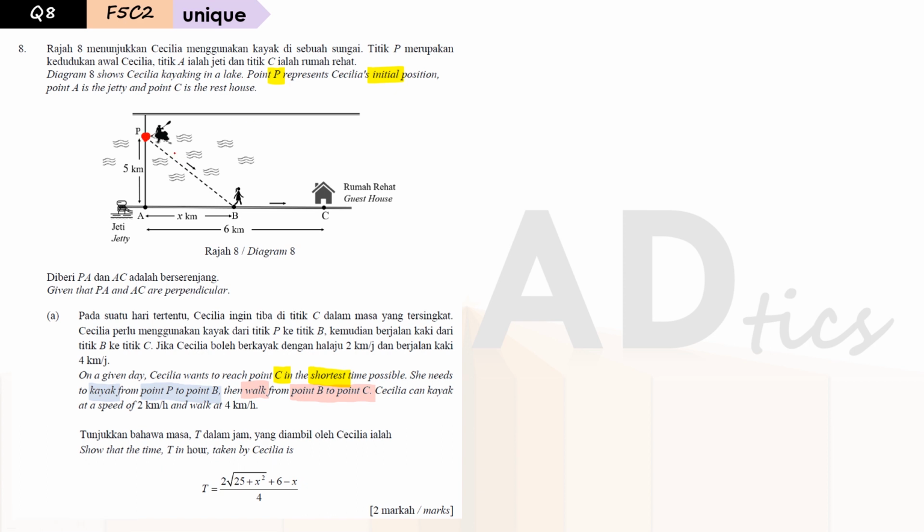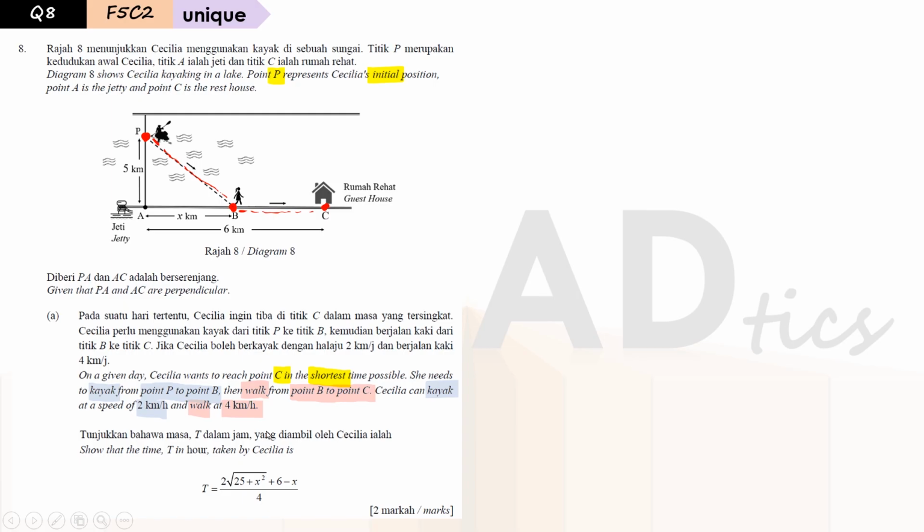As you can see here, from point P, she needs to travel through here to reach point B. And then the second way of traveling is she needs to walk from B to C. So from B to C, she walks. This is the route that she needs to go through, and in the question it also gives us the speed of when she's kayaking and when she's walking. So kayaking is 2 km per hour and walking is 4 km per hour.